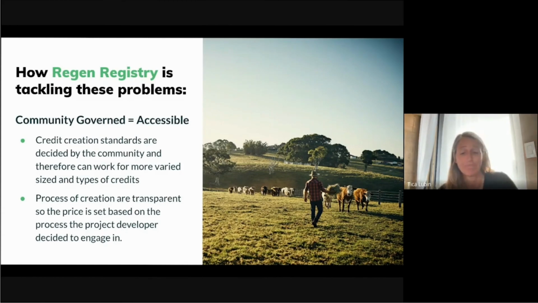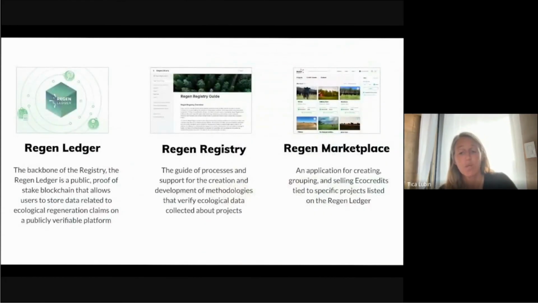Next slide. The tools that we work with to do this are our custom built ledger, which is a proof of stake blockchain that allows for data sharing in a transparent way. The registry that guides and supports the process of methodologies for credit creation, and our marketplace, that's the storefront and transaction vehicle for the credits. Next slide.